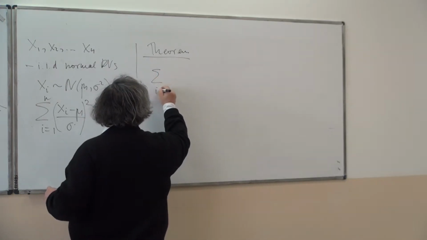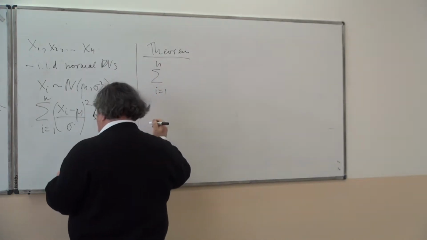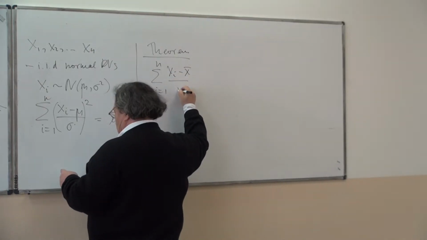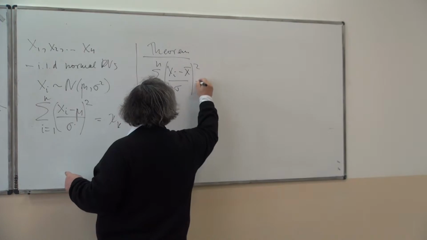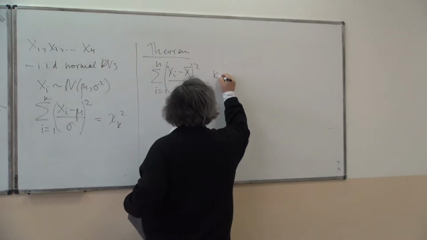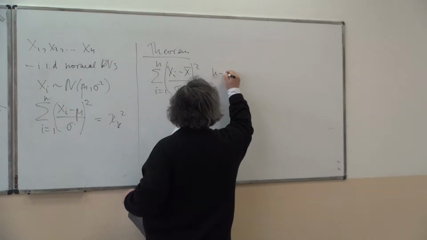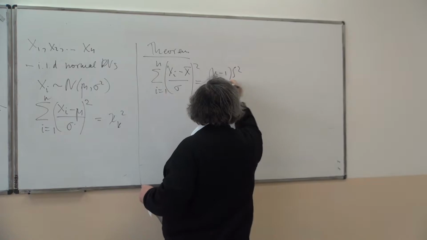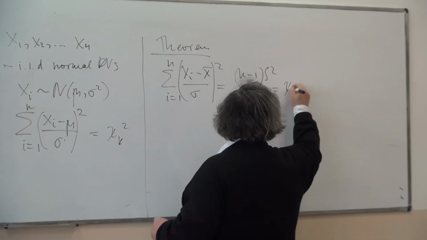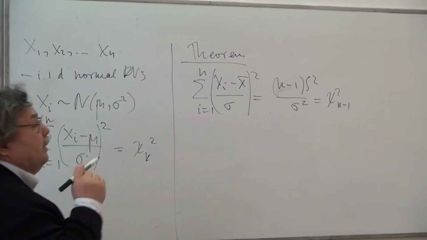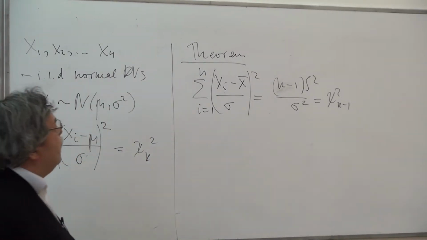The sum, and here it's xi minus x bar over sigma. Okay, and this is the same thing as n minus 1 s squared over sigma squared. All right. Let's try to understand what's written here.